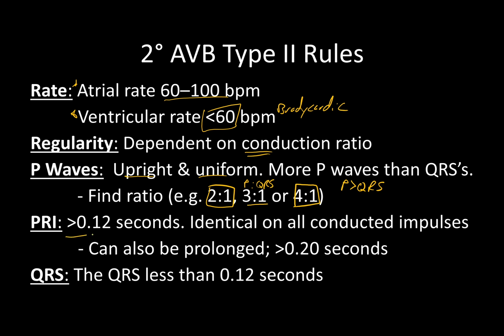Your PRI is going to be greater than 0.10. It's common to see that it's prolonged, greater than 0.20. And that makes sense, right? First degree block happens because the AV node is not functioning properly, and then second degree block happens because that same AV node, AV junction, is functioning even worse. You can kind of stack those two on top of each other and wind up with someone who has a long PRI and is also dropping beats. And we'll talk about the name for that in a little while. And of course your QRS should be just fine.